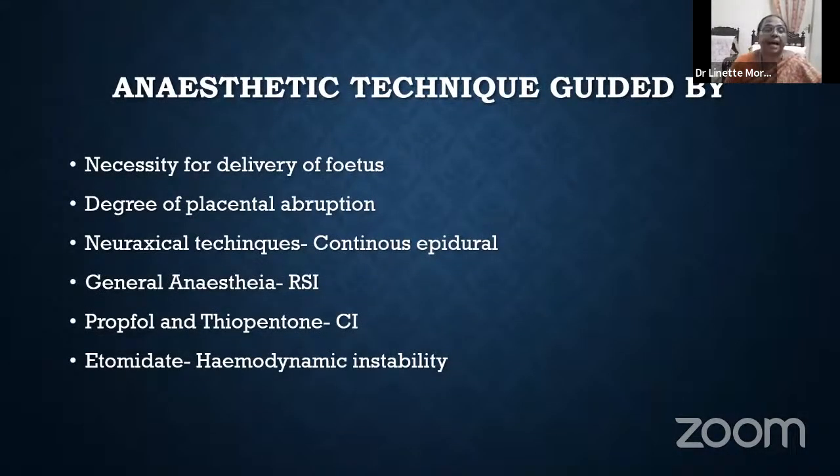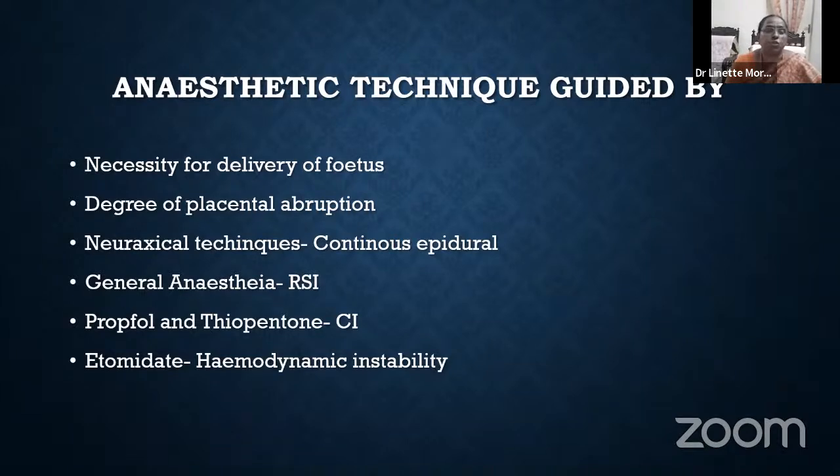Anesthetic techniques may be guided by the necessity for delivery of the fetus, by the degree of placental abruption. If the patient is hemodynamically stable and the maternal and fetal consequences are not much, a neuraxial technique with continuous epidural for labor and analgesia and vaginal delivery can be considered. However, in most cases, because of coagulopathy, maternal instability, hypovolemia, and an ongoing hemorrhage, a general anesthesia, which is a rapid sequence induction, and intubation may be necessitated with cricoid pressure.